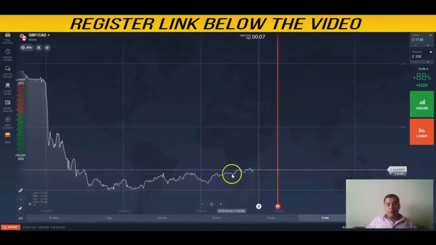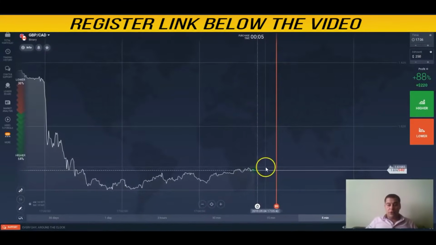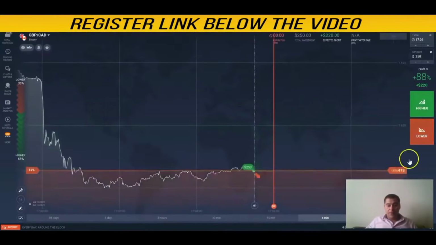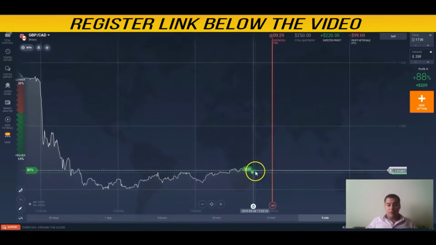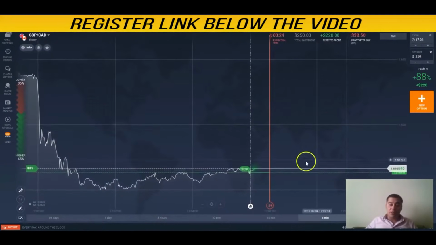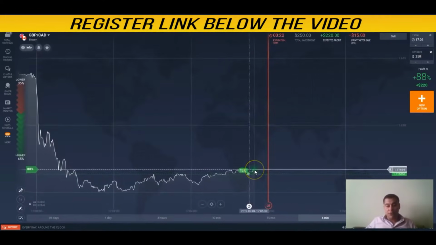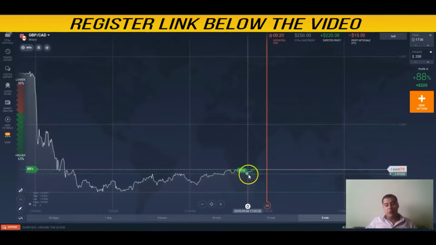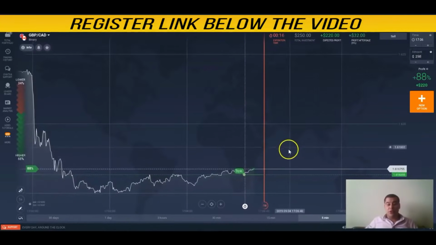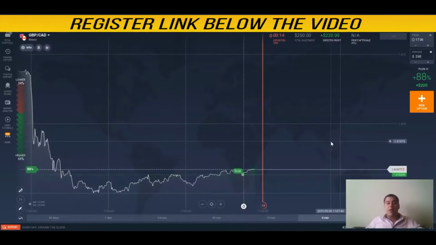You see the side move. This is not so interesting to make a prediction on, but I think that the market will go up. I'm making my bet right now. I pressed the call button. That means that the price needs to be higher than it was when I made my bet. So if I win this bet, I will get back my money and make more profit.